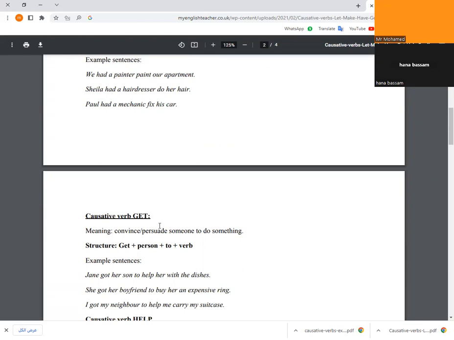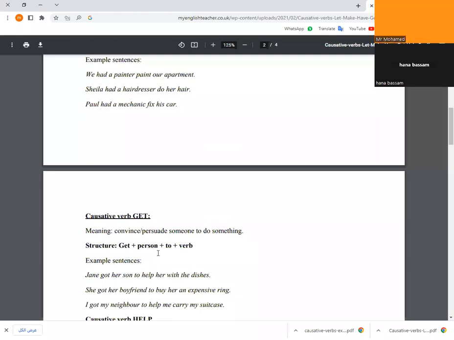Like what? Jane got her son to help her with the dishes. So when I say Hannah's mother got her daughter Hannah to help her with the dishes, it means Hannah's mother is trying to persuade her to help her. Do you understand me, Hannah? So there is a kind of persuasion. She is trying to persuade you to do that thing.